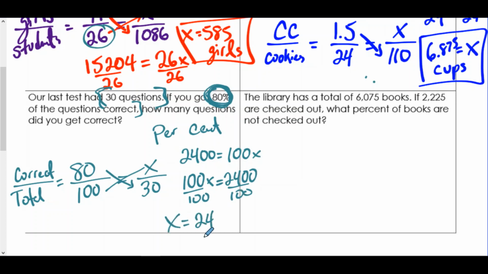Make sure that this makes sense. If you got a number bigger than 30, that doesn't really make sense. There's 30 questions on the whole test. You can't get more questions correct than there are. That is the number of questions that we got correct. 24 out of 30.